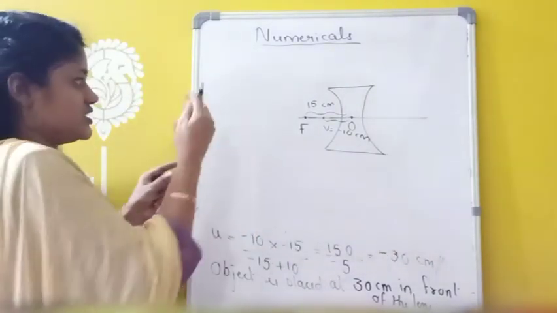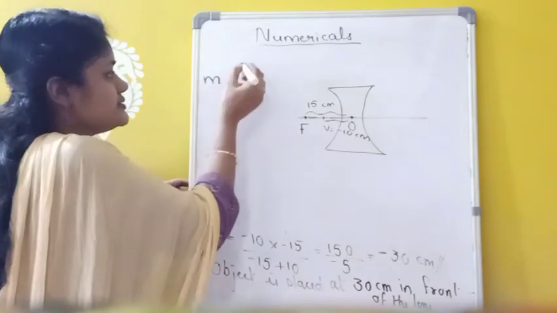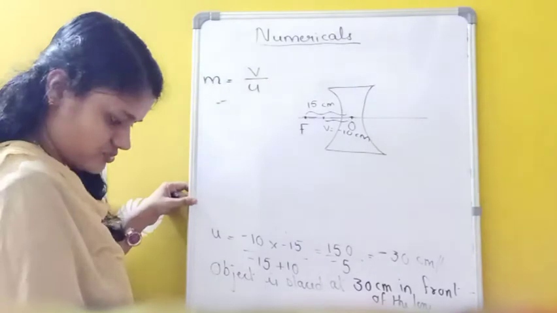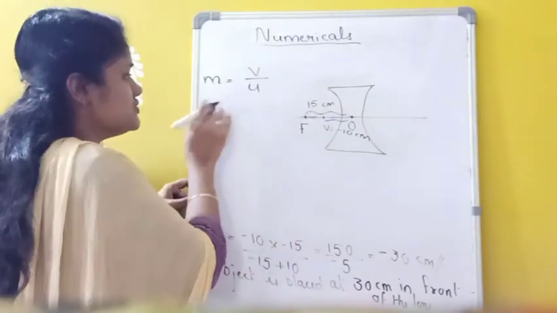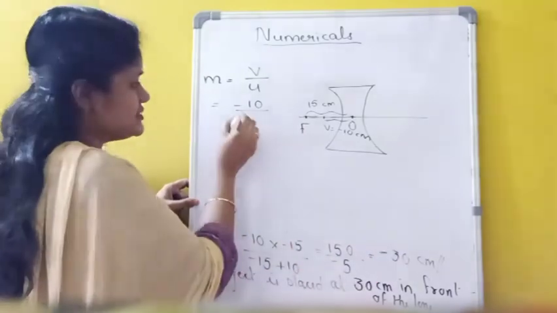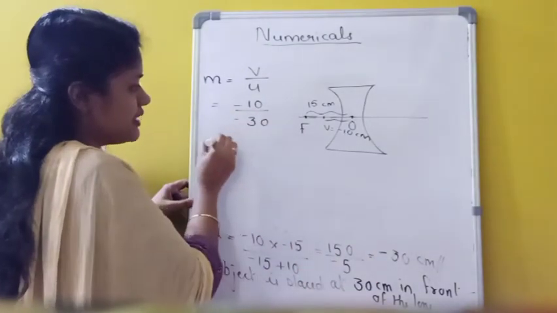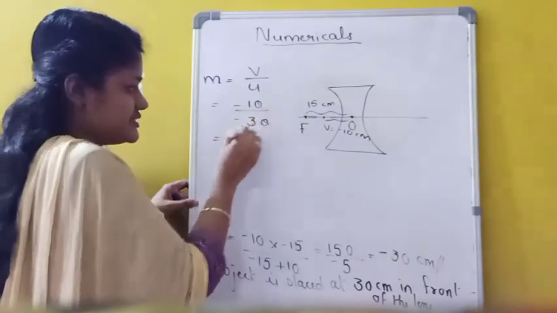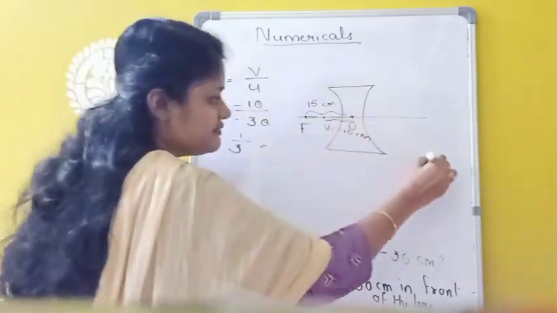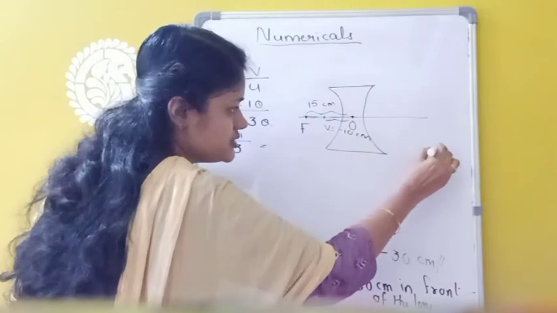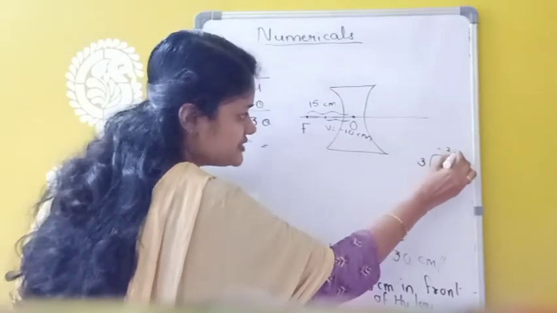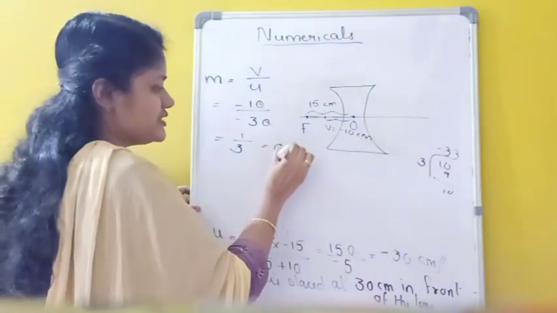So magnification, what is the formula? M equals V by U. What is V? V is minus 10. So we can write it as minus 10 divided by, what is U? Minus 30. Minus minus becomes plus, the zeros cancel, and we have 1 by 3. Or we can divide and find how much 1 by 3 is. So 0.33. We will be getting 0.33.